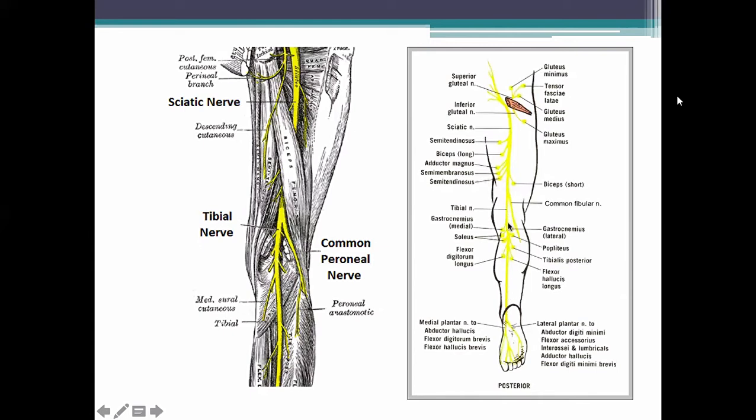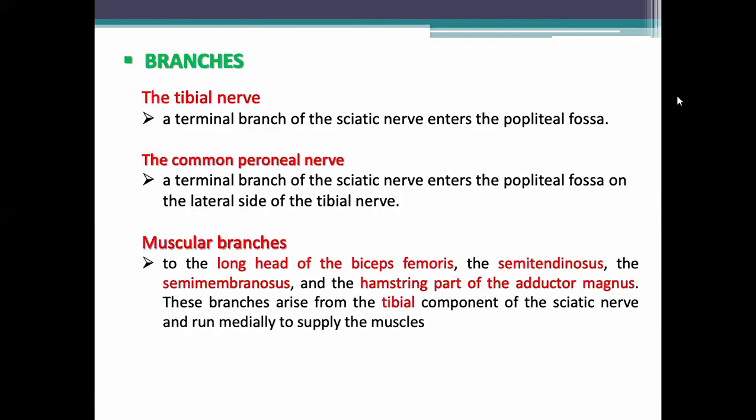These are the branches of the tibial nerve. It has muscular branches to the long head of the biceps femoris, the semitendinosus, the semimembranosus, and the hamstring part of the adductor magnus. These branches arise from the tibial component of the sciatic nerve and run medially to supply the muscles.